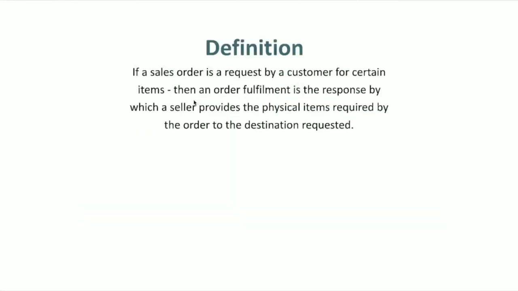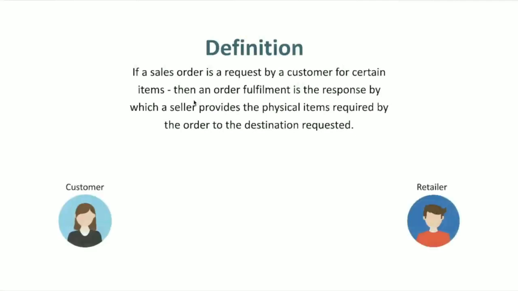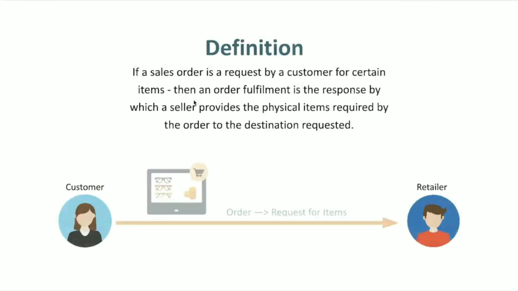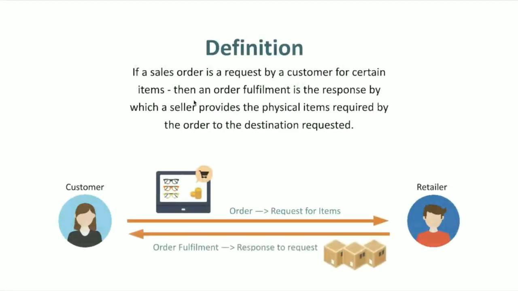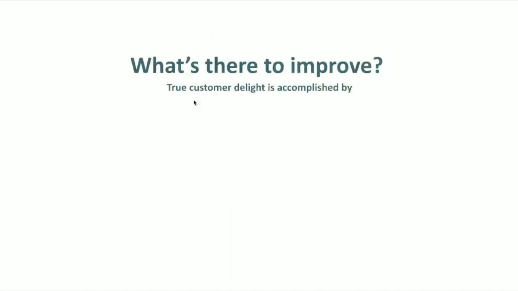Quickly, how do we define order fulfillment? So let's assume you have a customer and a retailer. A customer requests certain items, and that's what you call a sales order. Now, the way the retailer responds to that request by providing the items to the customer is what we call order fulfillment. Right? What's there to improve?